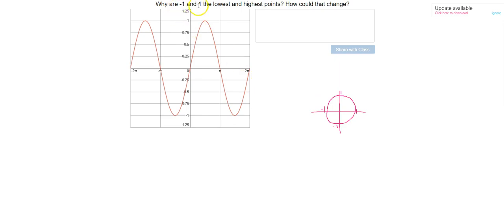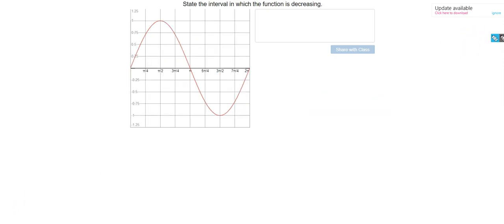So why are -1 and 1 the highest and lowest points? The reason is because the radius of our unit circle is 1. So I go 1 in every direction. That's the furthest I go. What could change that? A bigger circle could change that. Or a smaller circle could change that. Those would be, to me, the most obvious things that would change that.